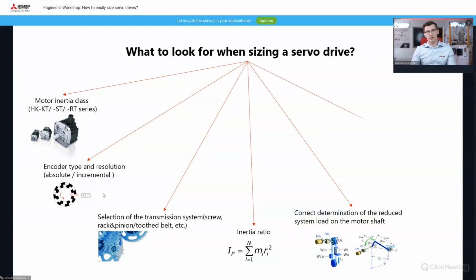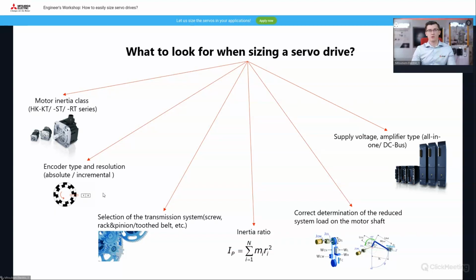because then we will reduce the load to the motor shaft and choose the motor. And additional steps: which type of amplifier, so which type of supply voltage, one phase or three phase, which type of amplifier, so will it be an all-in-one system or DC bus system, multi-axis amplifiers, and of course the control, safety, etc., PLC.